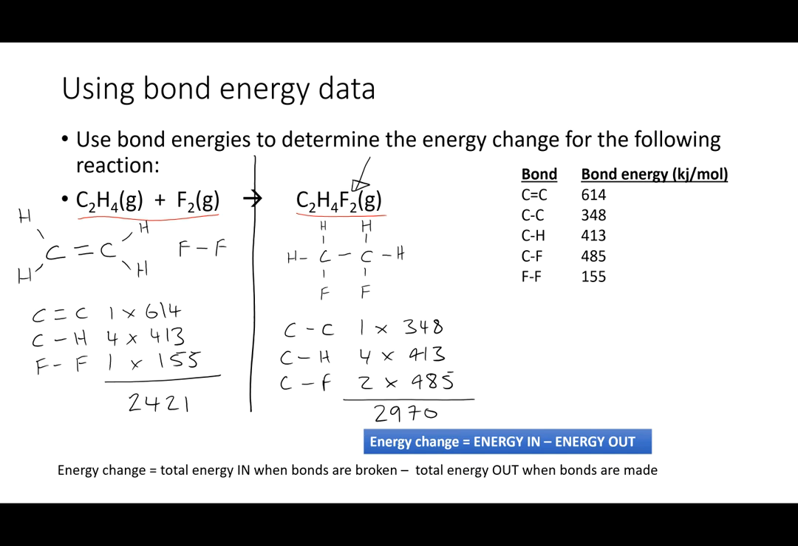Once we've done that, one final step: we're going to use this equation in blue, energy in, 2421, minus energy out, 2970. So our energy change is minus 549 kilojoules per mole.